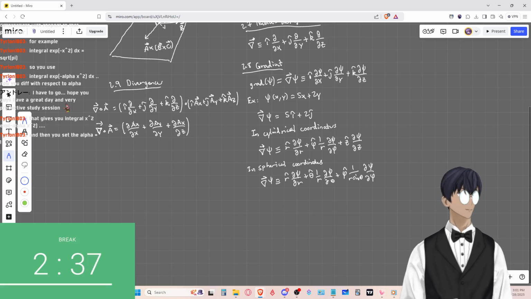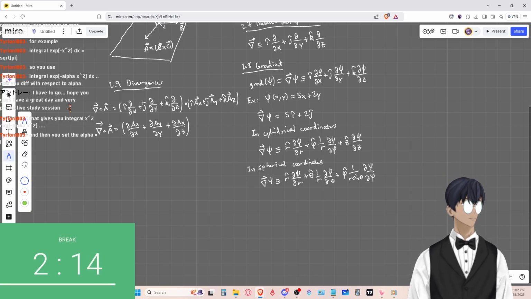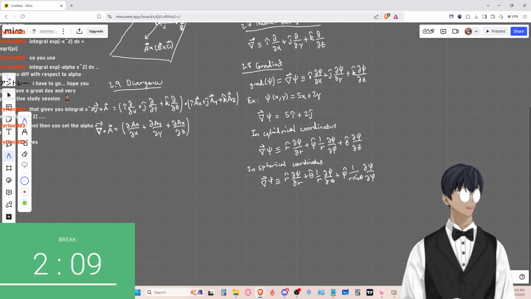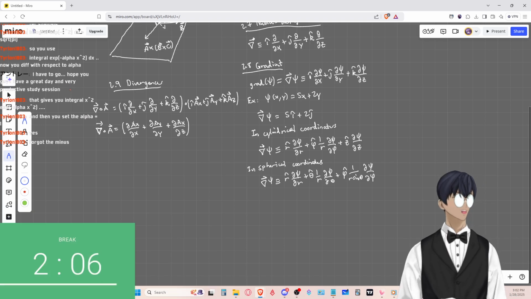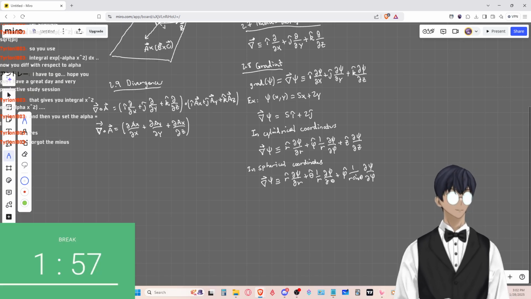That gives you the integral of x squared. Oh, okay. Okay, yeah. So it wouldn't be e to the negative alpha times x squared? Then you set alpha to 1. Oh, I forgot the minus. Oh, okay. Yeah, don't worry. I always do that on tests too. I would write everything and everything would look all right, but then I missed that sign. I missed that negative.